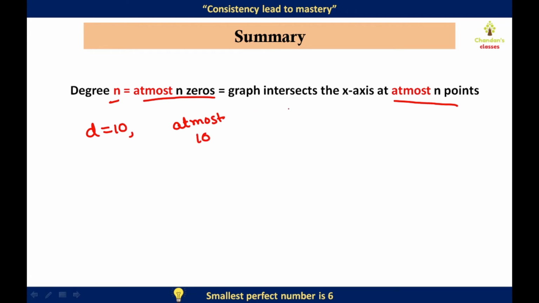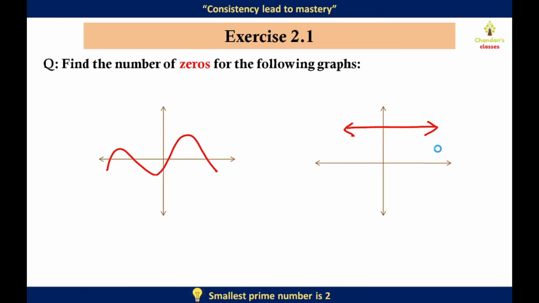And how many points will the graph intersect the x-axis? At most 10 points. That is, maximum 10 points. Now maximum 10 points means 0 to 10. All these values are possible, but it cannot be more than 10. I hope we are clear with this concept. Now based on this concept, we can solve exercise 2.1.